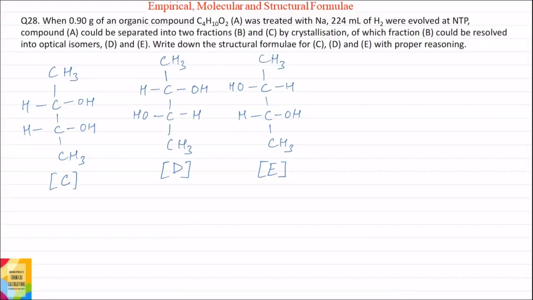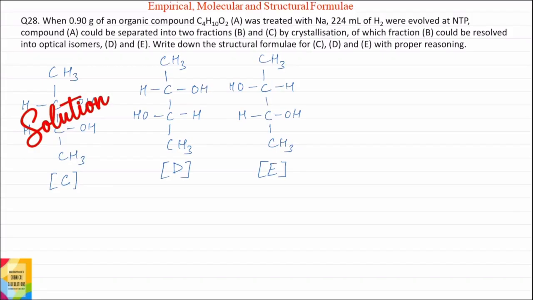Question 28. When 0.90 gram of an organic compound C4H10O2, A, was treated with sodium, 224 milliliter of hydrogen were evolved at NTP. Compound A could be separated into two fractions B and C by crystallization, of which fraction B could be resolved into optical isomers D and E. Write down the structural formula for C, D and E with proper reasoning.